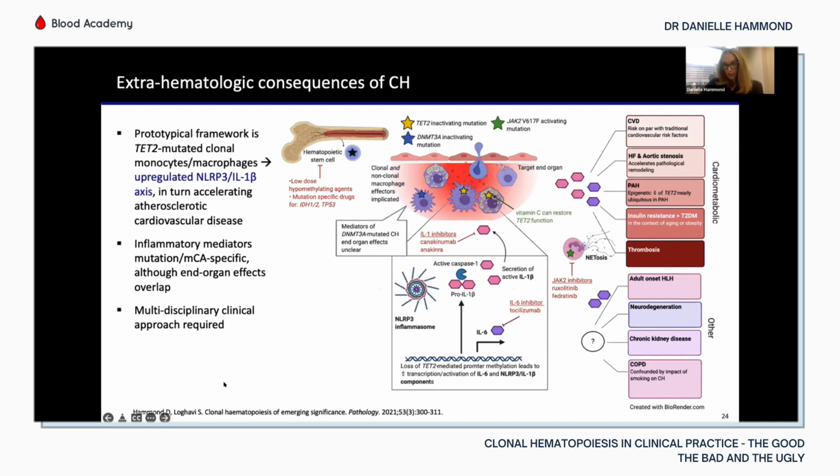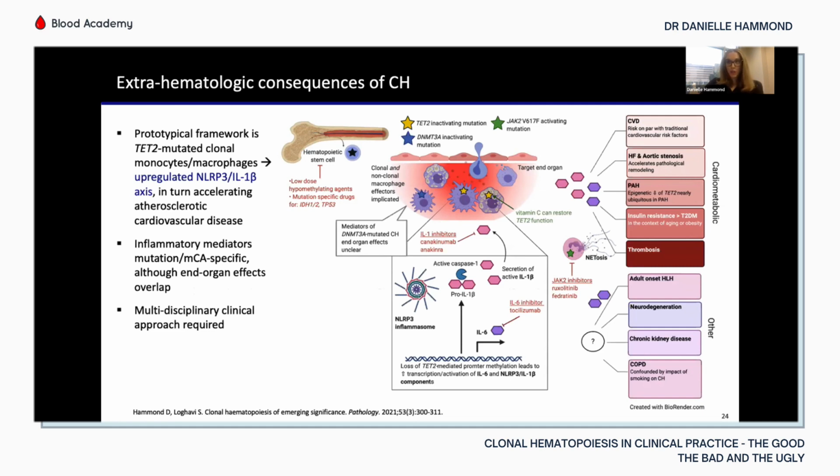And then the last bit of my talk will focus on the extra-hematologic consequences of clonal hematopoiesis, which again, from a population level, are actually much more important. This illustration here on the right is from a review that I wrote last year. And my favorite quote is, "Hematology is the study of blood and the tissue through which it flows," because blood cells are truly ubiquitous.